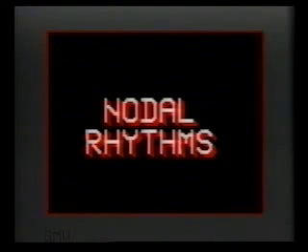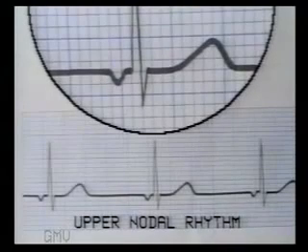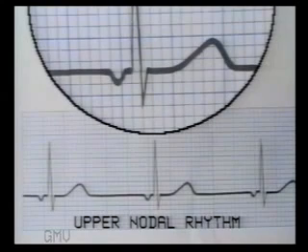Nodal rhythm, also termed as junctional rhythm. When the impulses originate in the AV node, the rhythm is termed as nodal rhythm. The heart rate with nodal rhythm is very slow, about 40 to 60 per minute. This ECG shows a heart rate of 1500 divided by 26, that is 58 per minute.